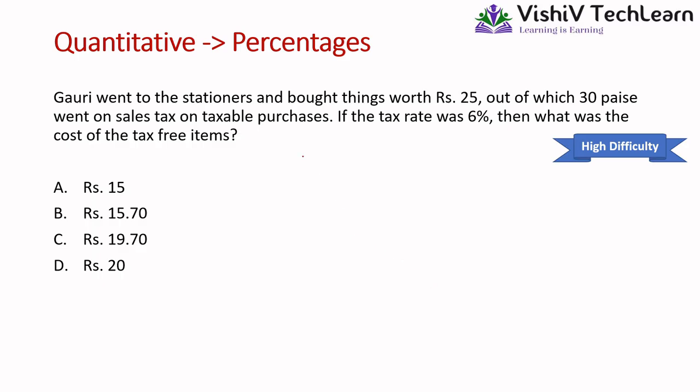Now let's move on to the last question. So the last question is again of high difficulty level. Let's read the question first. Gauri went to the stationer's and bought things worth rupees 25, out of which 30 paise went on the sales tax on taxable purchases. If the tax rate was 6%, then what was the cost of the tax-free items?